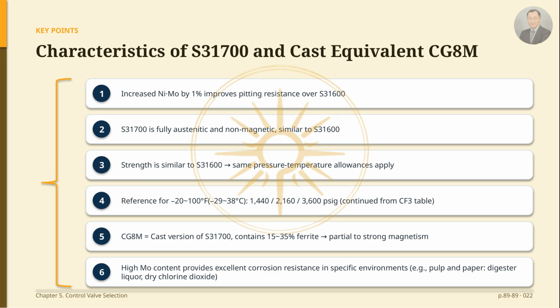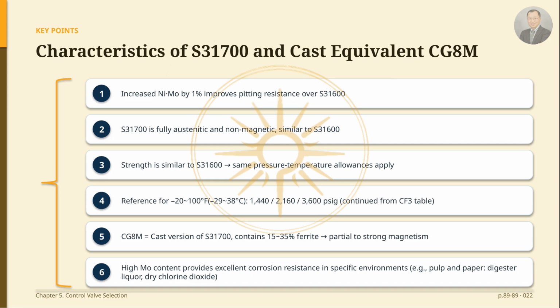S31700 material. As a result of increasing nickel and molybdenum by 1% each, the resistance to pitting is improved compared to S31600. Like S31600, S31700 is completely austenitic and non-magnetic. Because its strength is similar to that of S31600, the same pressure temperature allowances apply.